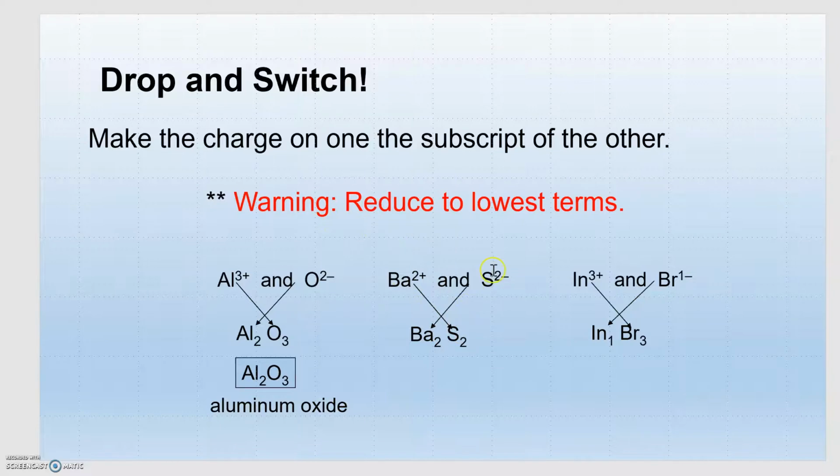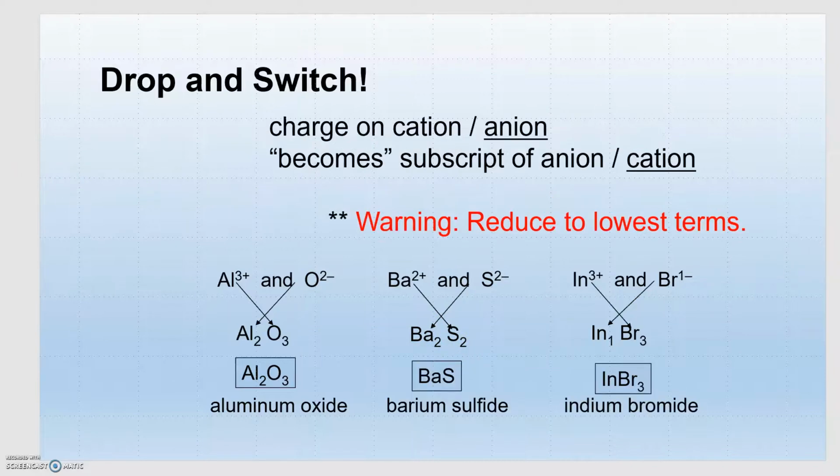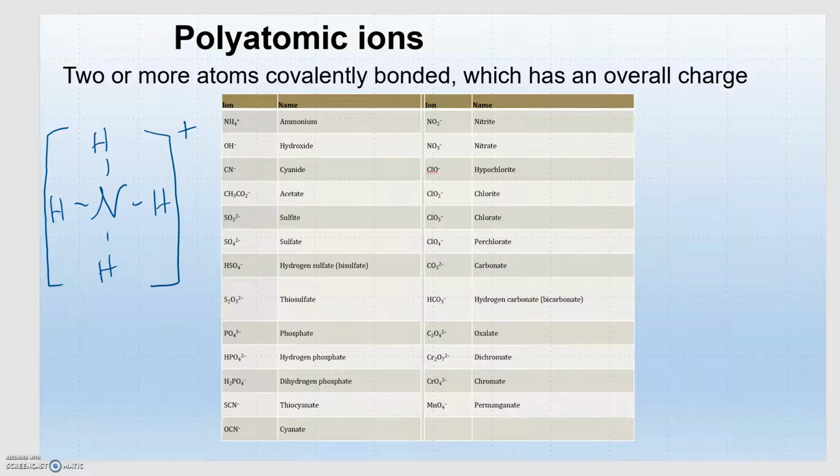Now, if I do a drop and switch over here with the barium and the sulfide, then I have Ba2S2. And remember, these are empirical formulas, so that would be reduced to just BaS. And that would be barium sulfide. Similarly, we get 1 and 3 here for the indium bromide. Just note that we don't write the 1, so we don't write a subscript 1. You could write a 1. We probably wouldn't beat you up too much for it, but it's not technically correct.